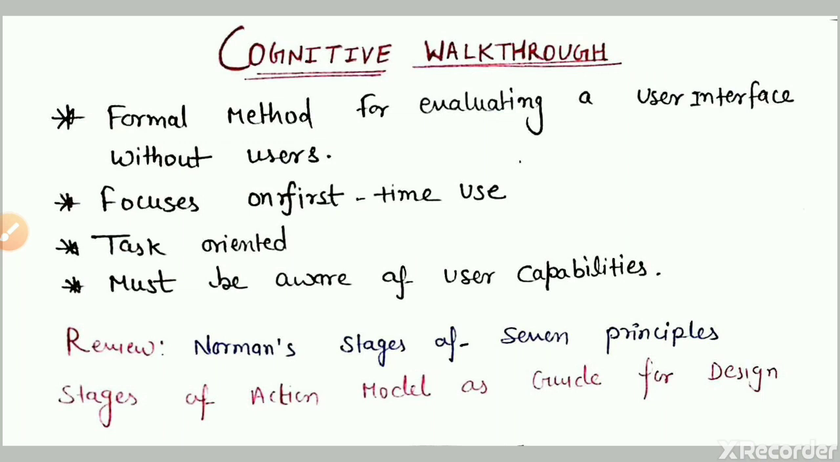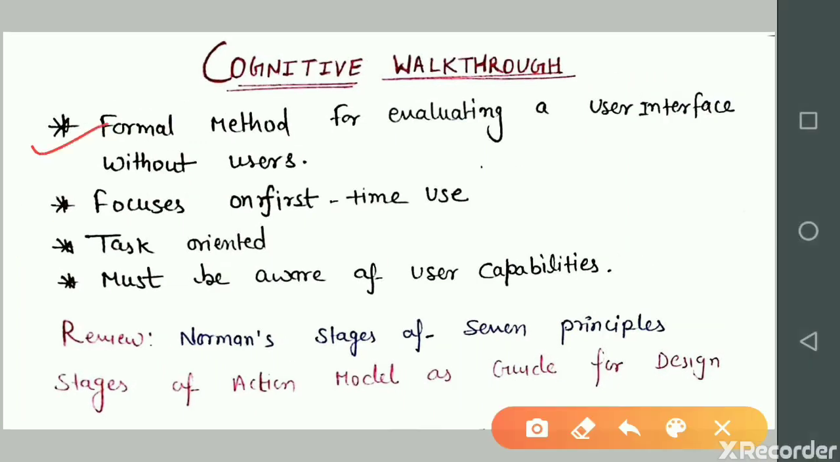This is a formal method for evaluating a user interface without users. It focuses on first-time use. It is task oriented and must be aware of user capabilities. And then we have review. Review depends on the Norman cycle, which I discussed in the previous lecture number 9. So you can see the stages of action model as a guide for design.